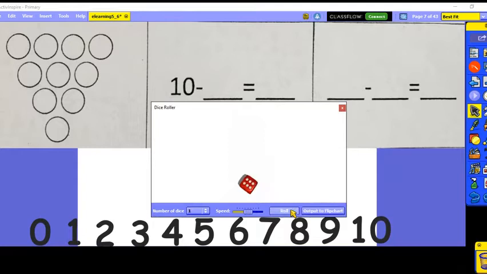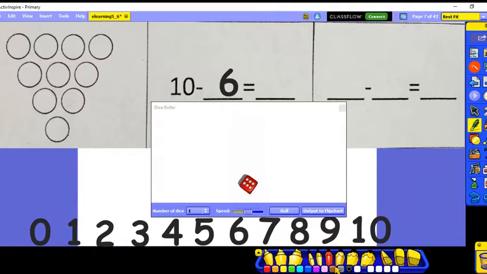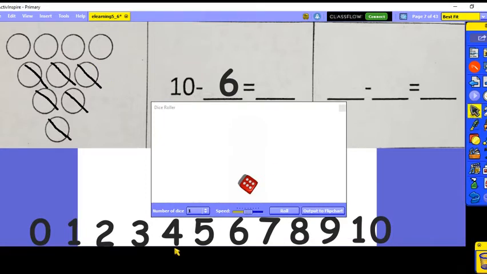Okay, starting with 10 bowling pins. And we get to knock 6 down. Woohoo. Let's see, where's my pen? So 1, 2, 3, 4, 5, 6. And how many do we have left? 10 minus 6 equals how many? 1, 2, 3, 4. 10 minus 6 equals 4.